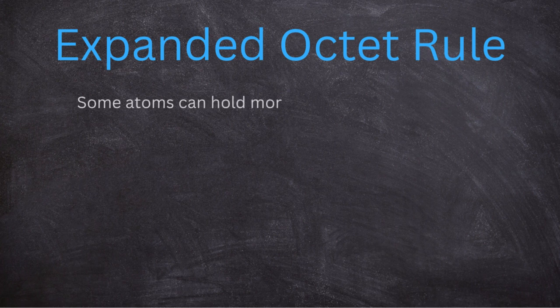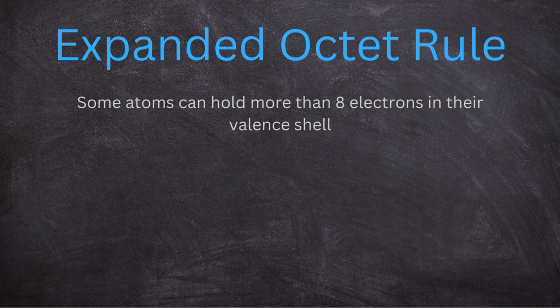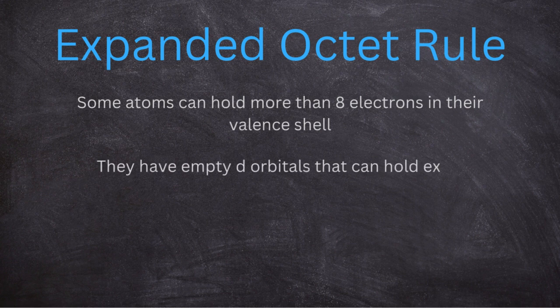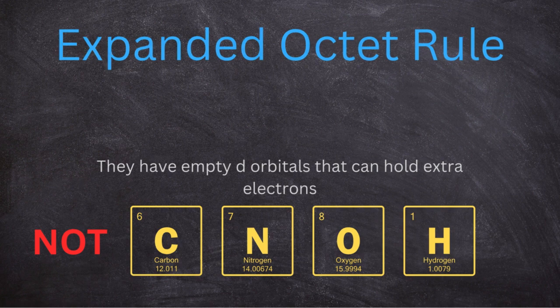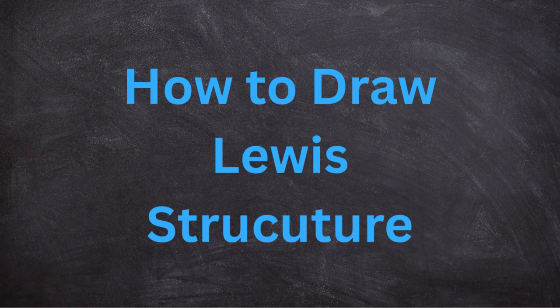Some other atoms have more than 8 electrons in their valence shell. They have empty d orbitals that can hold extra electrons. Atoms that cannot have an expanded octet are carbon, nitrogen, oxygen, and hydrogen. Now that we know all the basics, let's see how to draw Lewis structures.